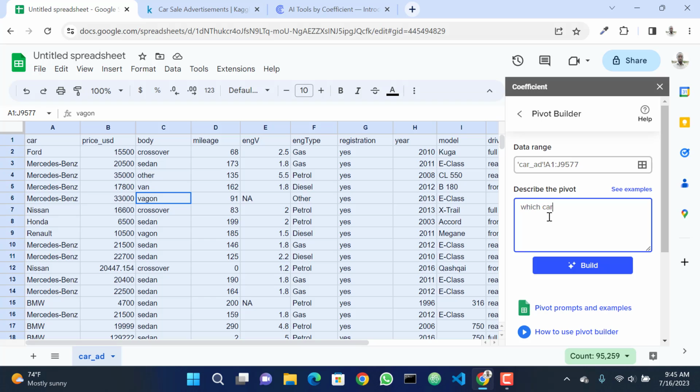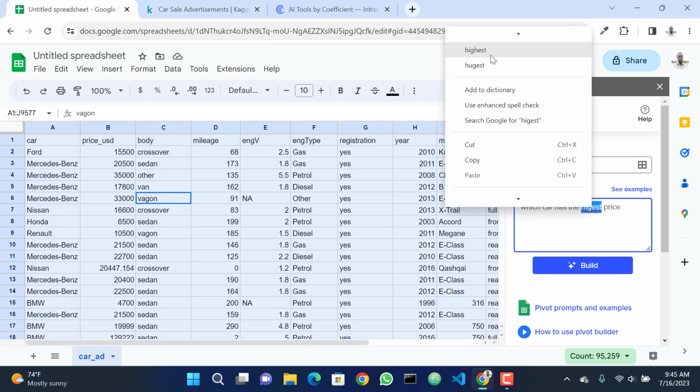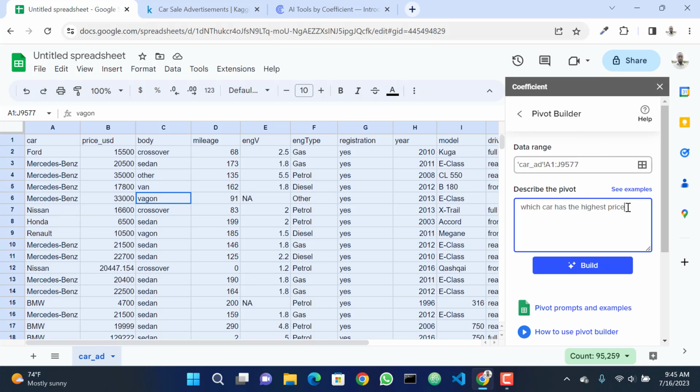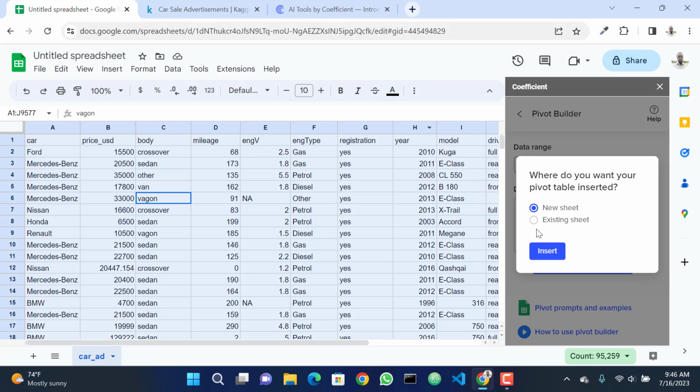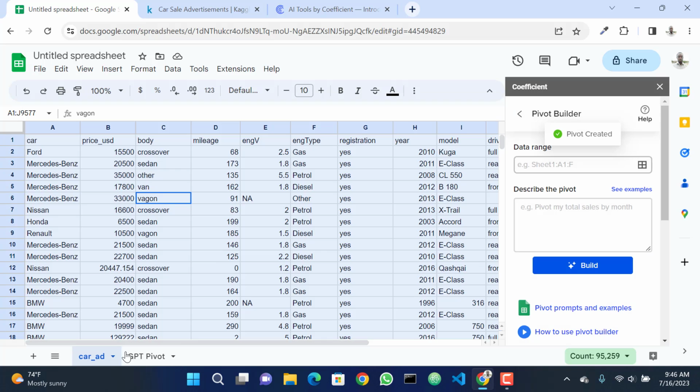Which car has the highest price? I guess the first question I asked was kind of wrong because this is just price. There are no sales here, they are not selling. This is just the price that's attached to a specific car. So now let's look at what it gives us again.